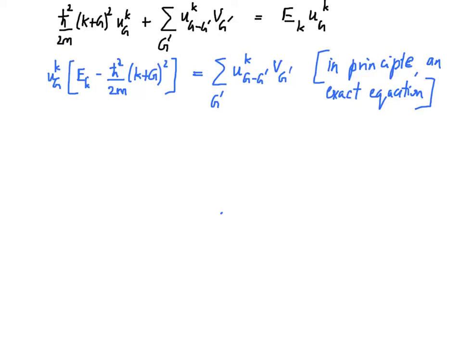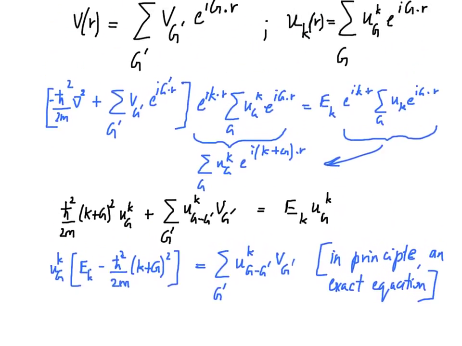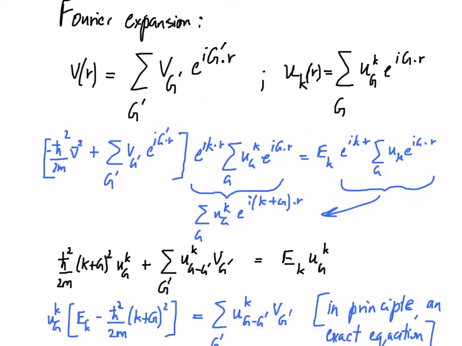To proceed from here, we are going to make some simplifying assumptions. The first assumption that we will make is that the only non-zero terms of our Fourier expansions are for the G equals 0 and the G prime equals 0 terms. Right? So let us very quickly go back to our Fourier expansions. Okay, there it is.